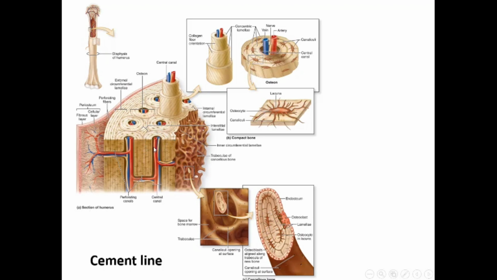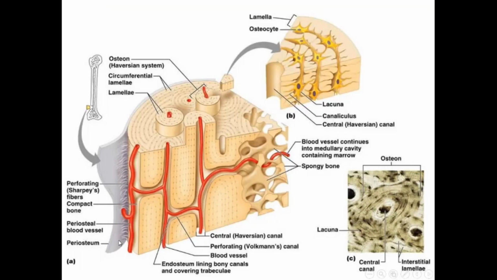The outer boundary of each Haversian canal is called the cement line. This line contains a high amount of non-collagen protein in addition to collagen and also minerals. Here we have many non-collagen proteins, and usually we see it on the slide as a dark line around each Haversian system. I will show you in some slides.